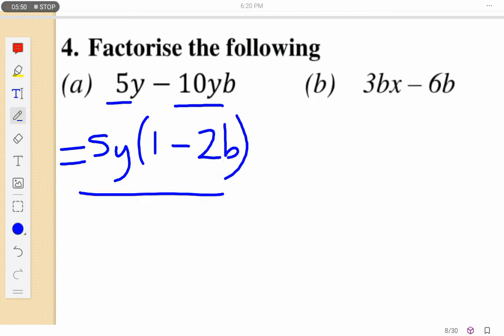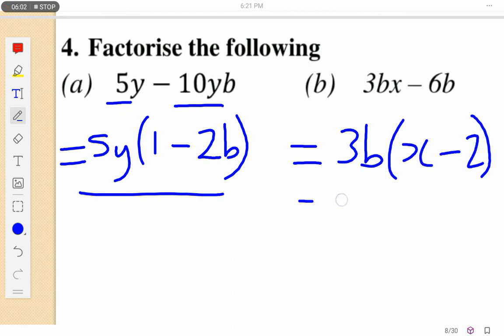Okay, I have factorized this part. Let's go to part B. Common factor 3bx minus 6b. I've got 3b. Then on this one I'll remain with x, then minus 2 there. So I have factorized there.